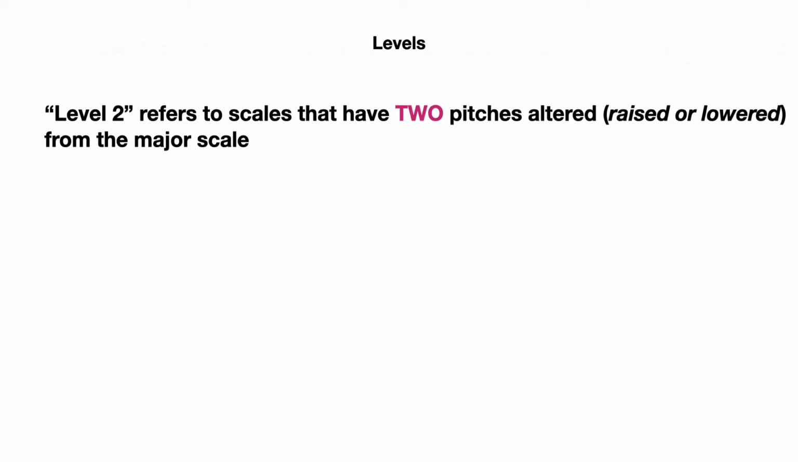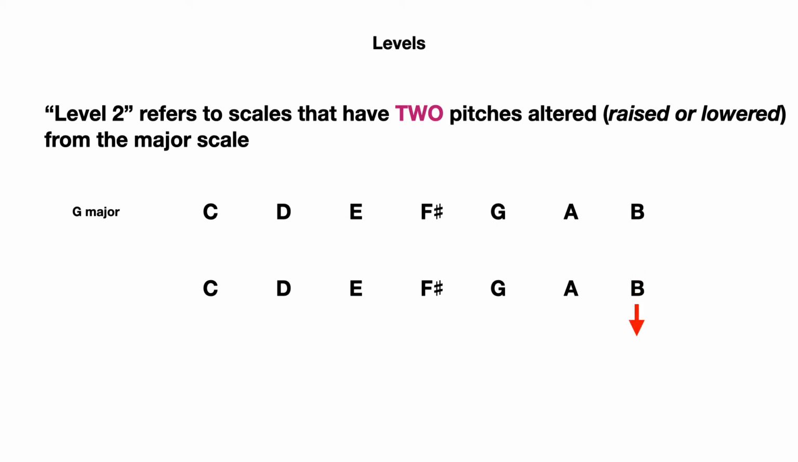Level 2 refers to scales that have two pitches that are altered, either raised or lowered from the major scale. So if we take that level 1 scale, G major, and we copy this down, now we can alter one of these pitches to create a level 2 transformation. So we could, for example, lower the 7th pitch to B flat, and this would give us the G melodic minor scale. So G melodic minor turns out to be 2 levels away from C major.